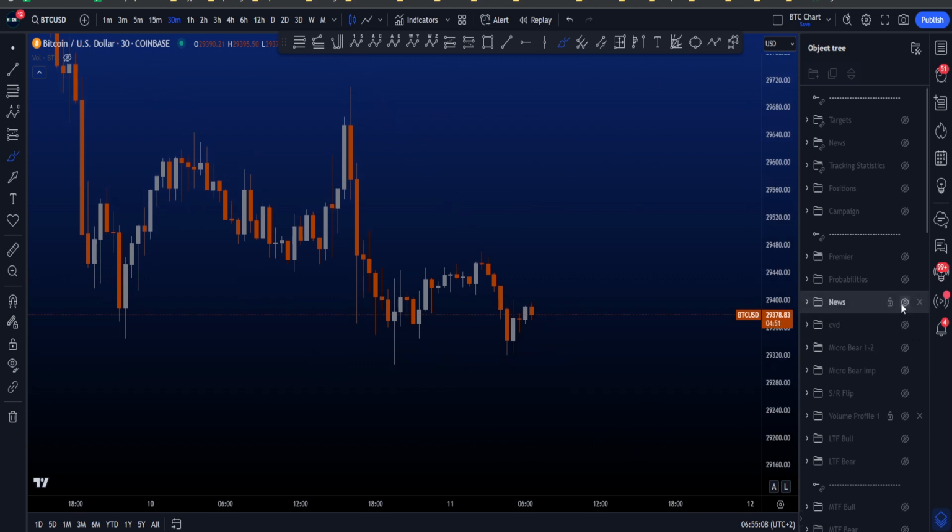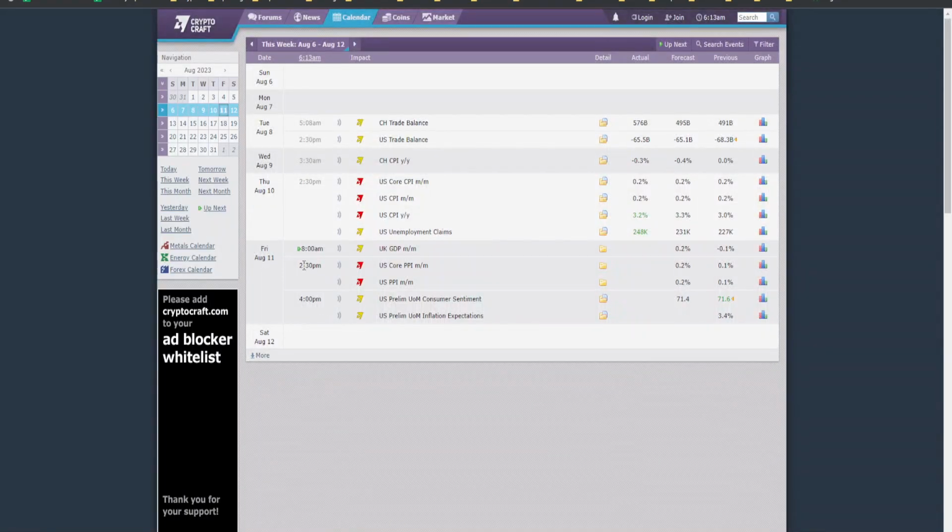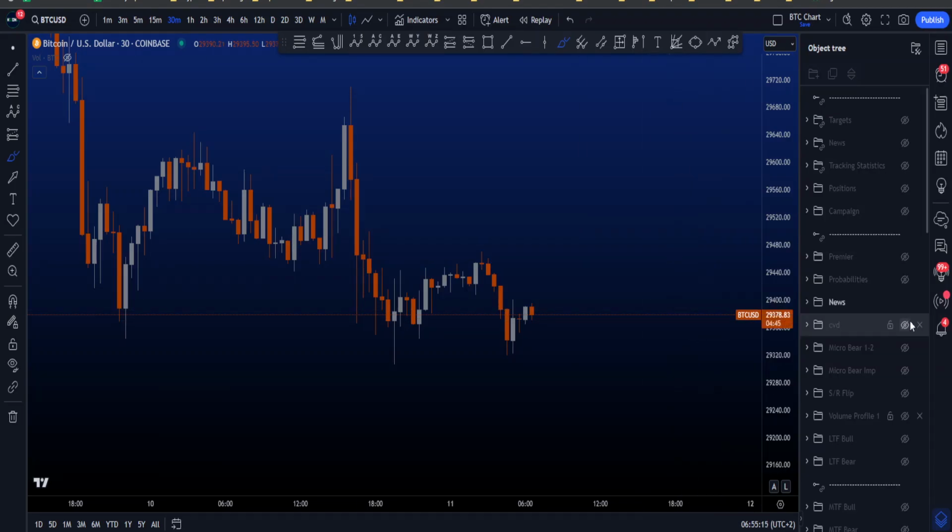If we look at the news, then we do have news today at 2:30 p.m. Central European time, so make sure you trade safe around these hours.